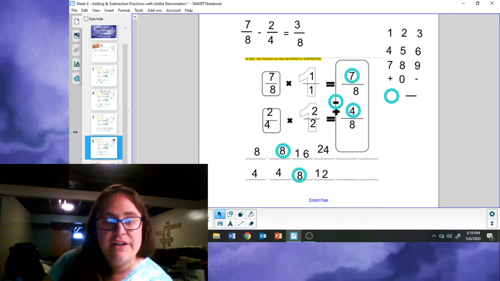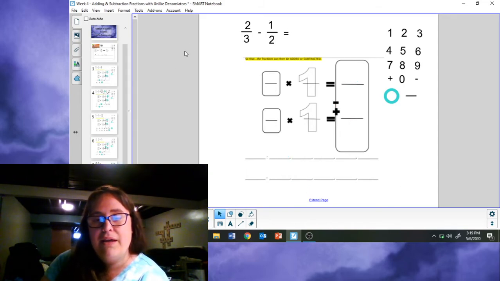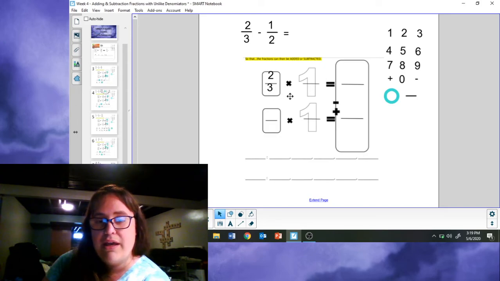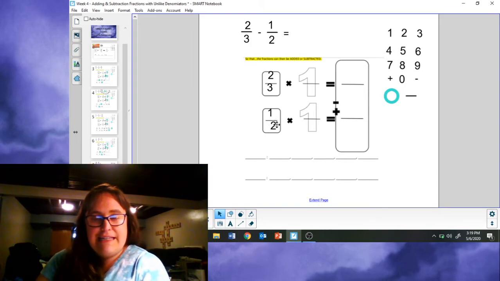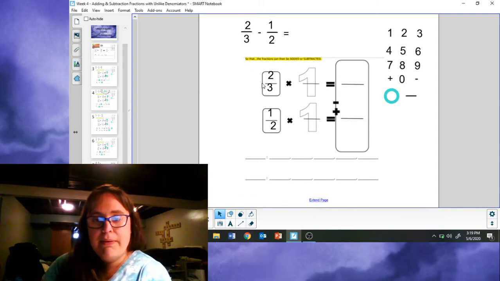I'm going to skip to the very last problem here, and it is 2/3 minus 1/2. I hope you're continuing to try these on your own at home, pausing the video if I'm going too fast for you. Can we subtract this as it's written? Nope, because, right, the denominators are not the same.